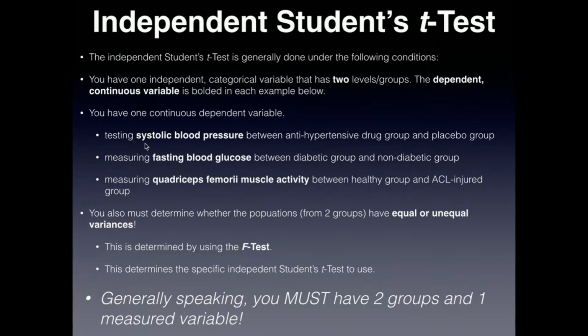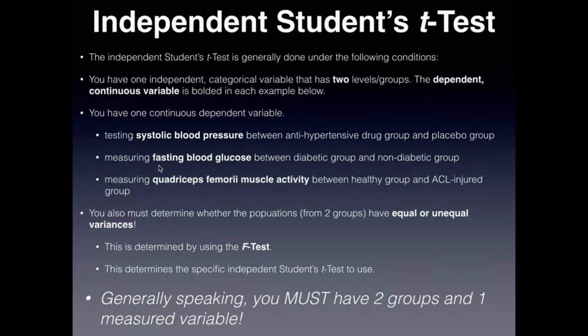So I'm going to measure systolic blood pressure over two different groups, an antihypertensive drug group and a placebo group. So I've got two different groups, and I'm measuring the same thing. They're both being measured on their systolic blood pressure. That's an example where if you wanted to compare the blood pressures between Group 1 and Group 2, you would do an independent t-test. Let's look at a second example.